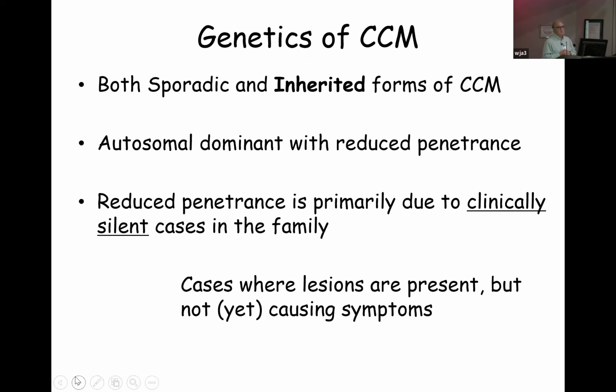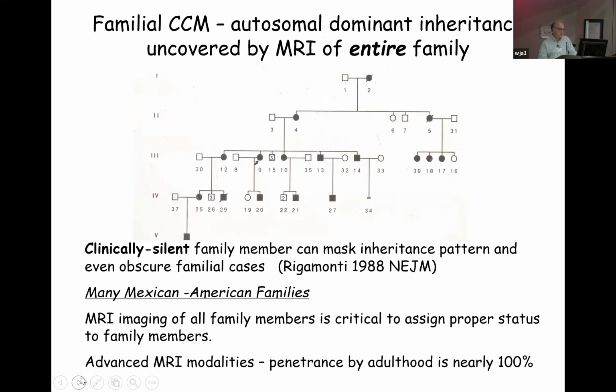And what we knew about that was that there were both sporadic and inherited forms. The inherited form was where we decided to tackle first because we had a genetic window into the process. They are autosomal dominant, so they're inherited from generation to generation, males and females, but with reduced penetrance. And it turns out, and I'm going to show a slide in a minute, that the reduced penetrance is primarily due to clinically silent cases. That is, cases where the lesions are present in the brain, but the symptoms are not yet happening.